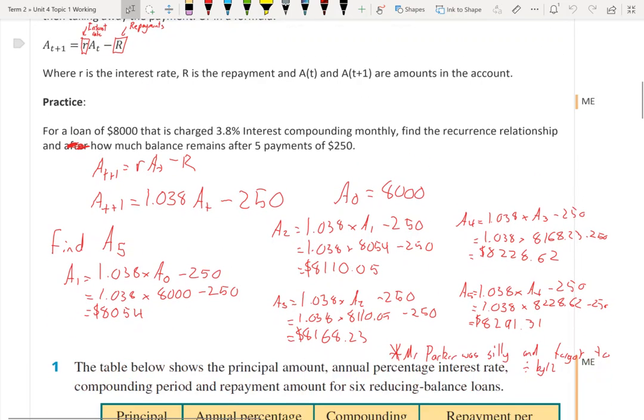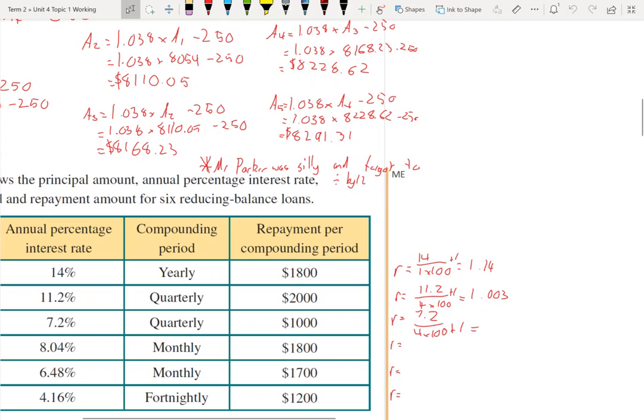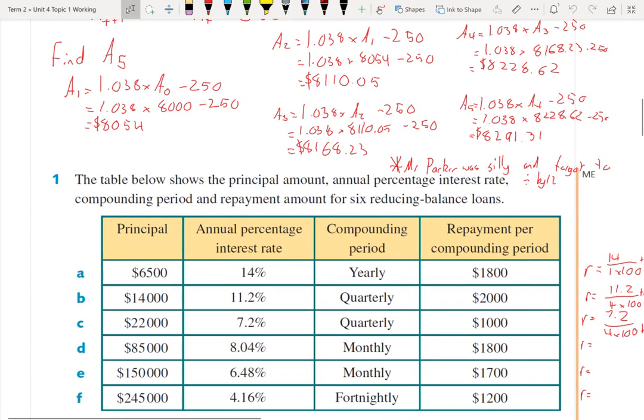And we did a couple of practice ones, and this is the one I messed up as well, remember. When you're doing the interest payment, you have to do the percentage interest divided by the number of compounding periods per year times 100, and then you plus 1 to it at the end. So if you had 14% interest compounding yearly, it's 14 divided by 1 times 100 plus 1 to get 1.14. If you had 11.2% interest compounding quarterly, it's 11.2 divided by 4 times 100 plus 1, which gives you 1.003, which you then use as your R value in your recursive rule, like up there.